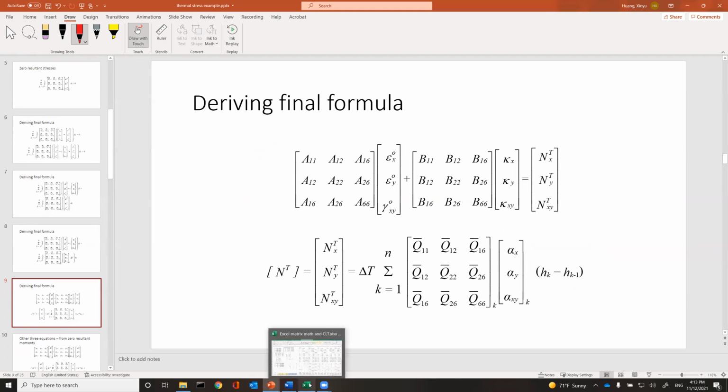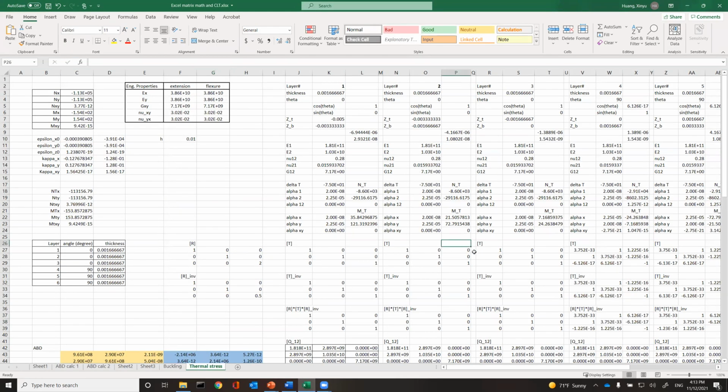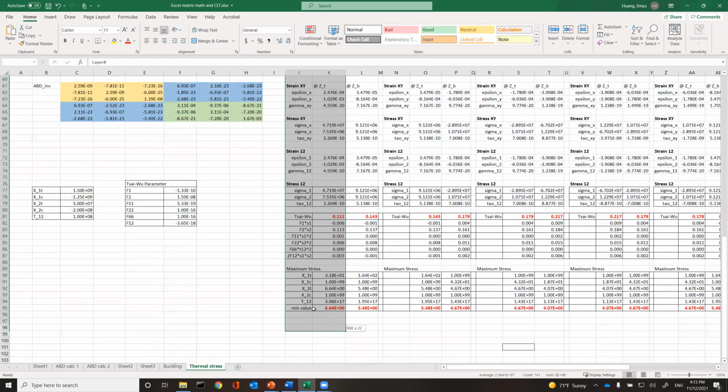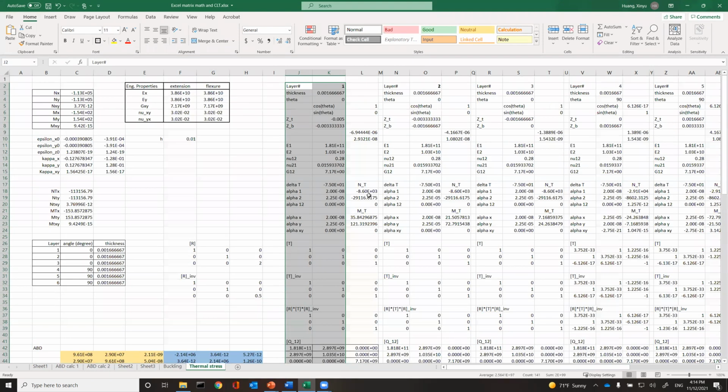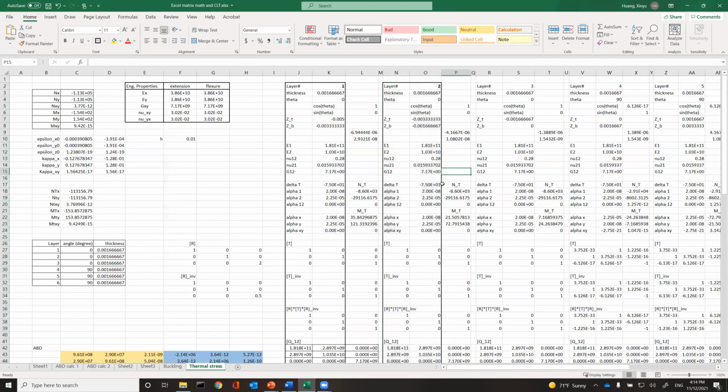Let me go to my code. This is my code here. This is the thermal stress part. All right. So I have these different layers. Each layer is one column like this. That's layer 1. I have layer 2 and 3, and each layer is one long column. I'm going to go through one column, then there are repeats. I just copy and paste them, so they're the same.